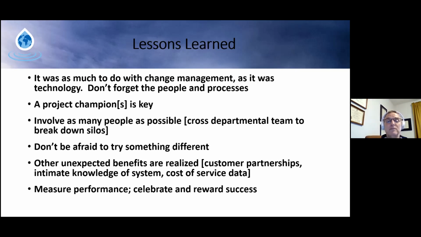Other unexpected benefits that we realized is all of a sudden we had these partnerships with our customers. We have a higher level of satisfaction from our customers because of this methodology. And as I said earlier, we have intimate knowledge of our system. We understand our system better than we ever did by becoming experts in water loss control. And because we're a regulated utility, we often use a lot of the data from our program to support our cost of service for our rate structure with our regulator.